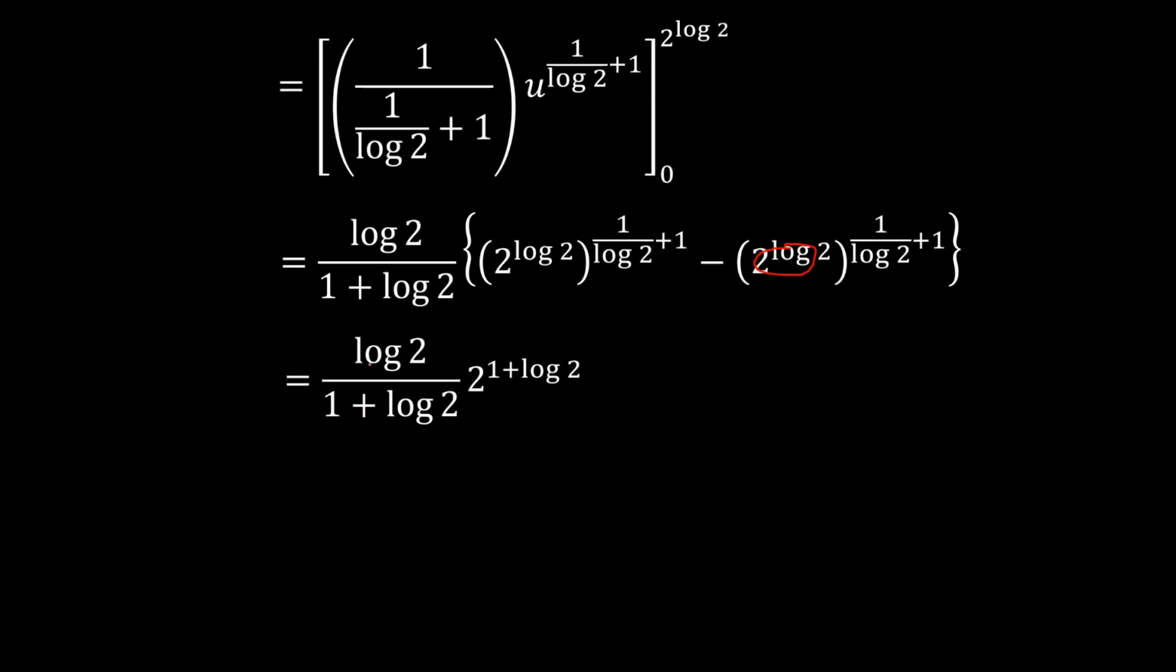So we get log 2 over 1 plus log 2 times 2 to the power 1 plus log 2. And this is our answer. Problem number 6, the integral from x equals negative 2 pi to positive 2 pi of the product of cosine 3x plus sine 2x and negative sine 2019x plus cosine 3x.